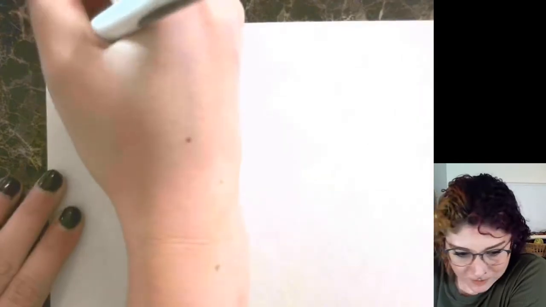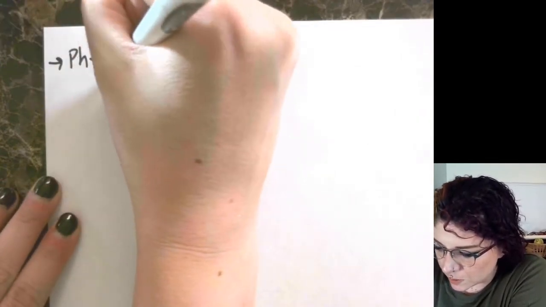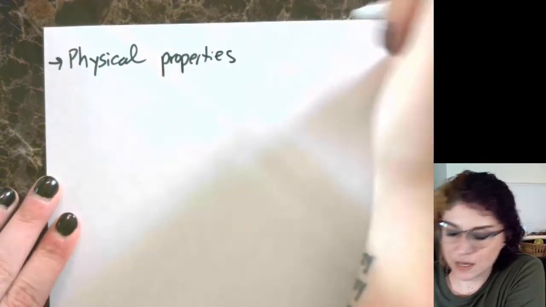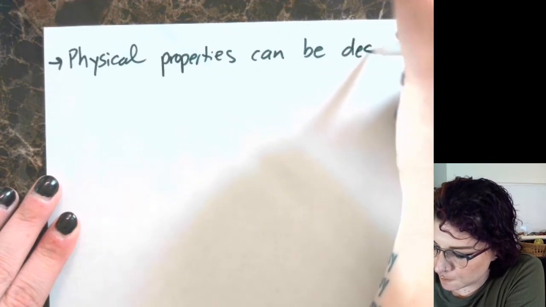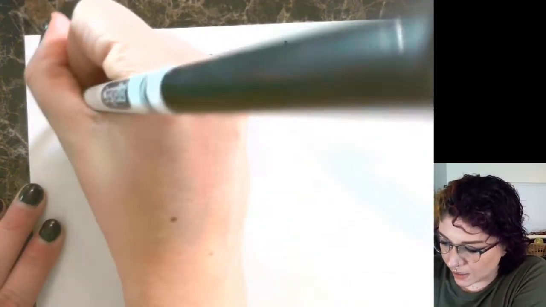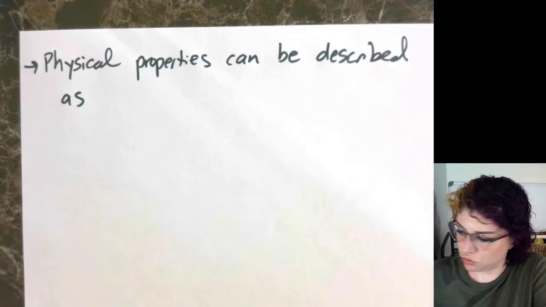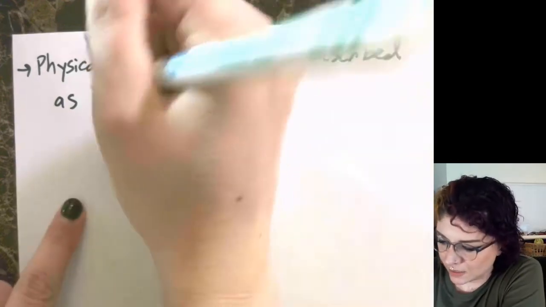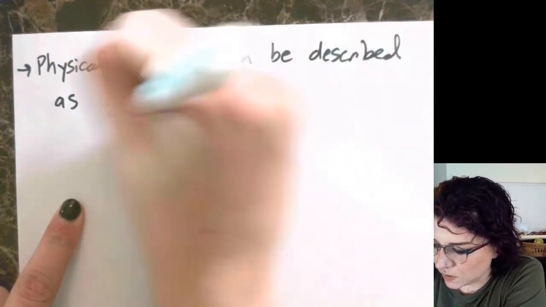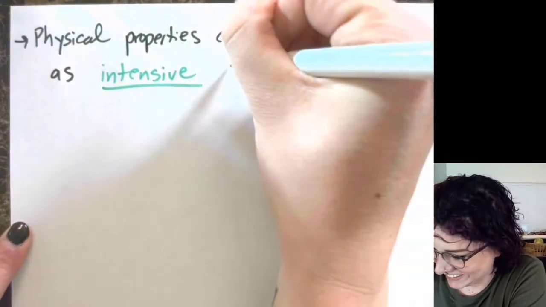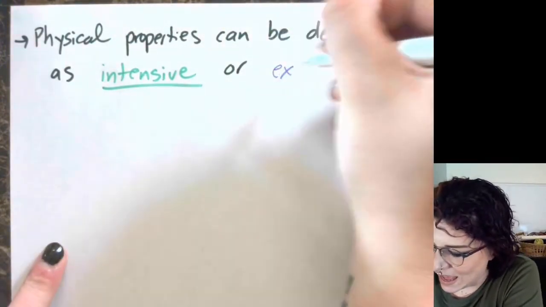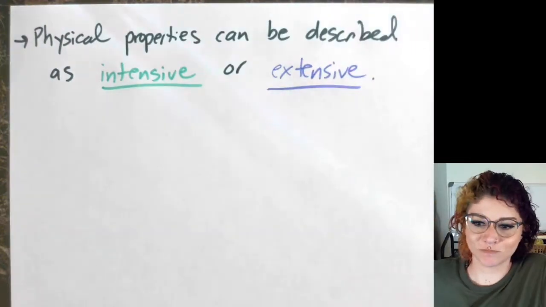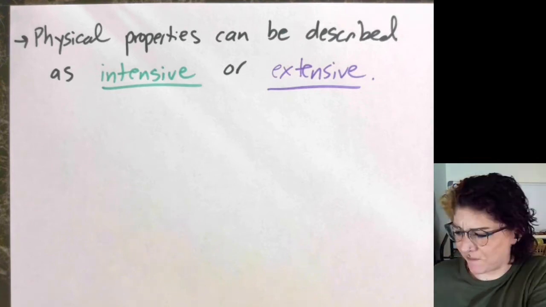All right, so get a new sheet of paper here. New title, physical properties can be described as intensive, or extensive. Let's give these words some definitions so they make a little bit more sense.